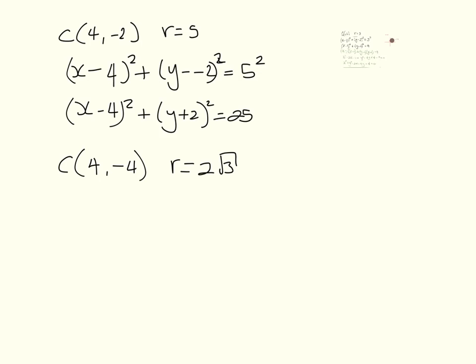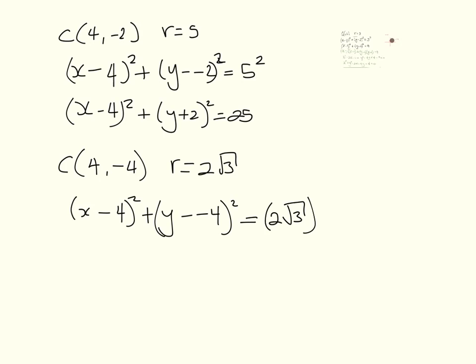Okay, so here we have a center of 4 and minus 4 and a radius of 2 root 3. Okay, again, start with what you know. x, take away the x value, which is going to be 4, and we square that, plus y, take away the y value, which is minus 4, and we square that, is equal to r squared. So it's going to be 2 root 3 all squared.